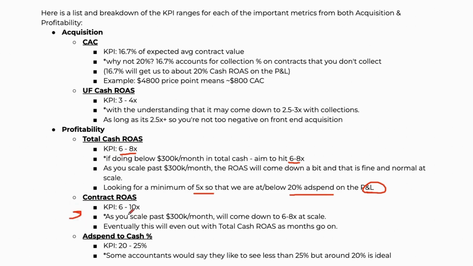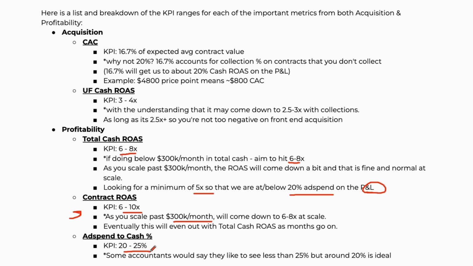Contract ROAS, we're looking for about a 6 to 10x on contract ROAS, especially as you scale past $300,000 a month, we will potentially get down to like 6 to 8x at scale, as long as all the pieces in the acquisition machine are working. And then ad spend to cash, we're looking for about 20 to 25%. We don't want to spend more than 20 to 25% of our total cash for any given month specifically towards ad spend. Some accountants will say, hey, as long as you keep it less than 25%, that's fine. We typically like to think around 20% is ideal.